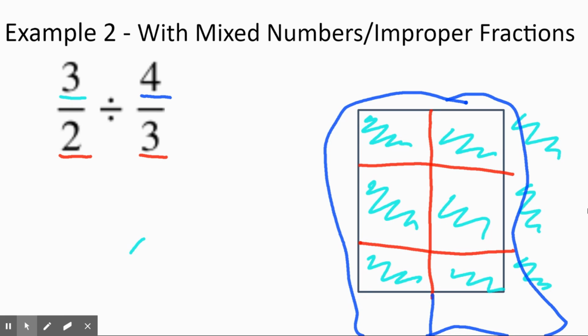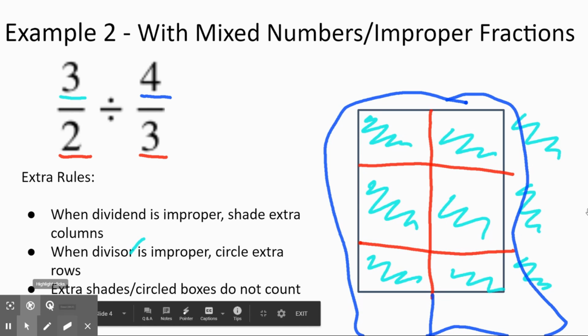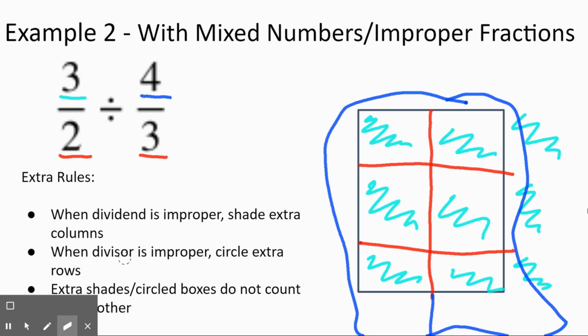So this is a little bit weird, right? We've circled some things that didn't exist, and we've shaded in some things that don't exist. And that's actually going to be part of our special rules here. If our dividend is improper, you're just going to shade in however many extra columns you need. When your divisor is improper, you're going to circle extra rows. But the extra shaded or circled boxes do not count for each other.